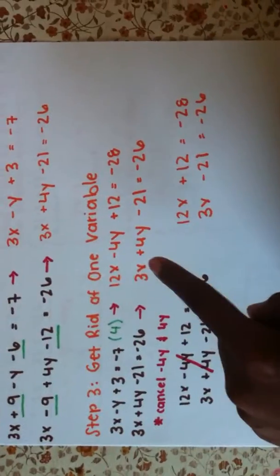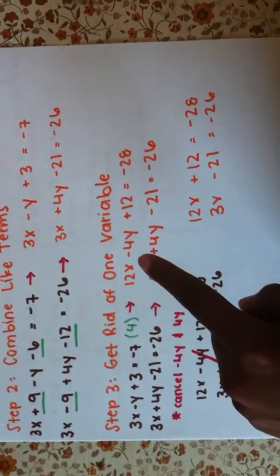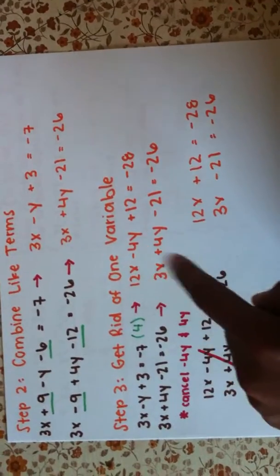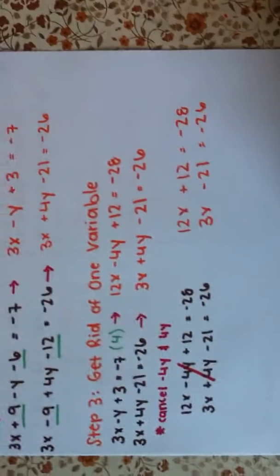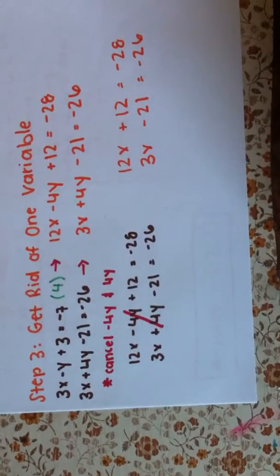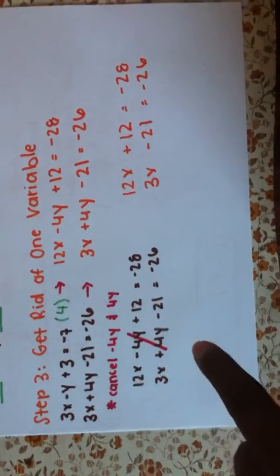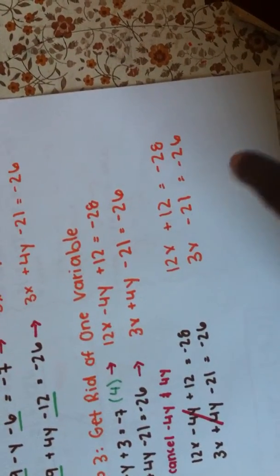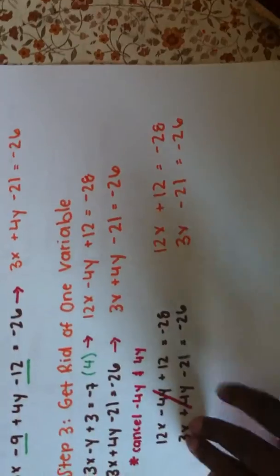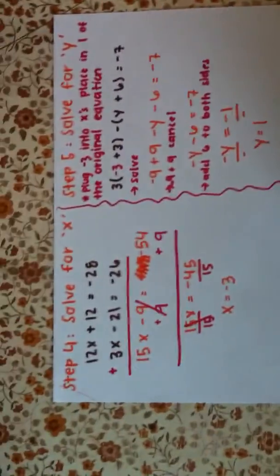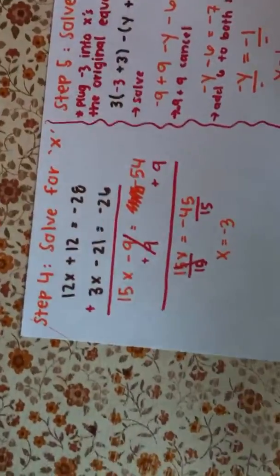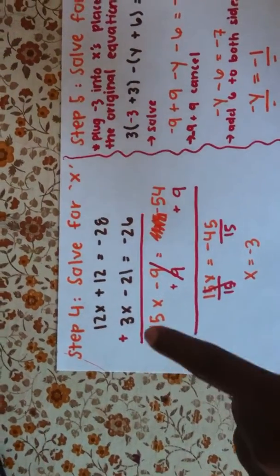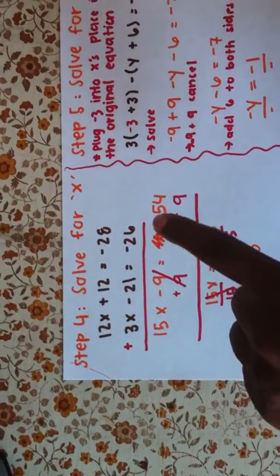And now, as you can see, since I multiplied the top by 4, I ended up getting negative 4y, and in the bottom equation there was positive 4y. Those two cancel out, so we got rid of the variable y. Now you cancel those out, and you get 12x + 12 = -28, and 3x - 21 = -26. Basically, now you solve for x with those two equations.